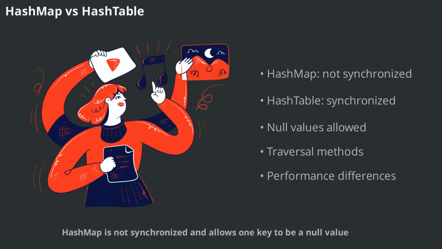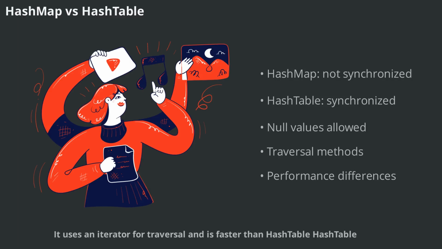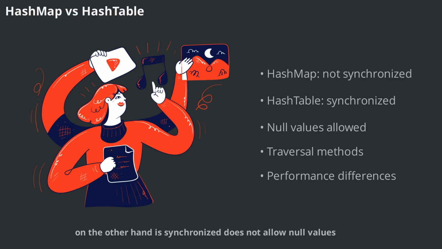HashMap is not synchronized and allows one key to be a null value. It uses an iterator for traversal and is faster than hashtable. Hashtable, on the other hand, is synchronized, does not allow null values, and can be traversed using both iterator and enumeration. Hashtable is slower due to synchronization overhead, making HashMap preferable for most scenarios unless thread safety is required.